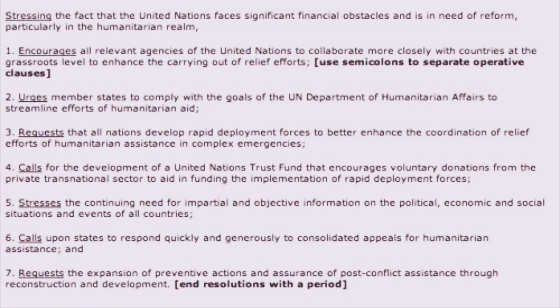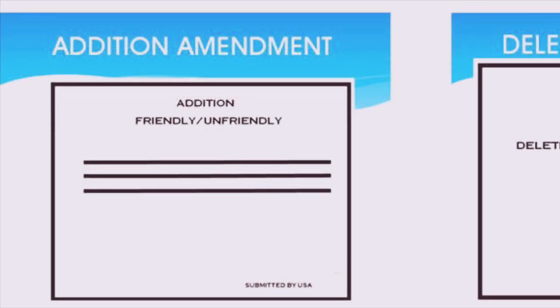So if you have three sub-clauses in one operative clause, after 1.A and 1.B you will put commas, and after 1.C, which is the last, you'll put a semicolon. Now, talking about amendments. Amendments are changes which you have to make to a particular resolution or a draft resolution. Once a draft resolution is tabled, you have to open debate on that particular draft resolution.